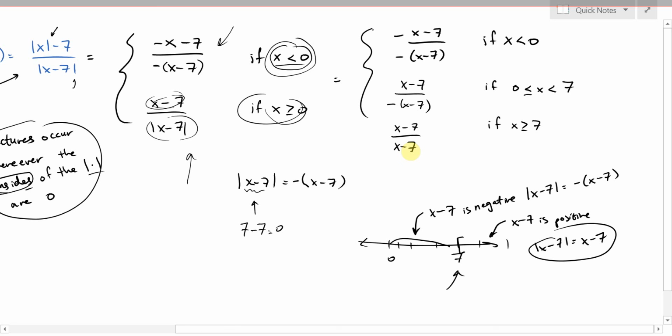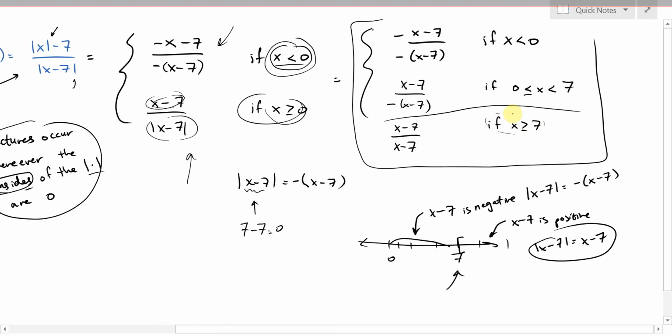Okay, so now that we have these nice piecewise defined functions here, we can start to answer some questions. First of all, notice that x minus 7 over x minus 7, which is the situation we'd have if x is greater than or equal to 7, they cancel perfectly and that's the same as 1. So the function is actually equal to 1 here. I'm going to erase that and just put a 1. The function is equal to 1 whenever x is bigger than or equal to 7.